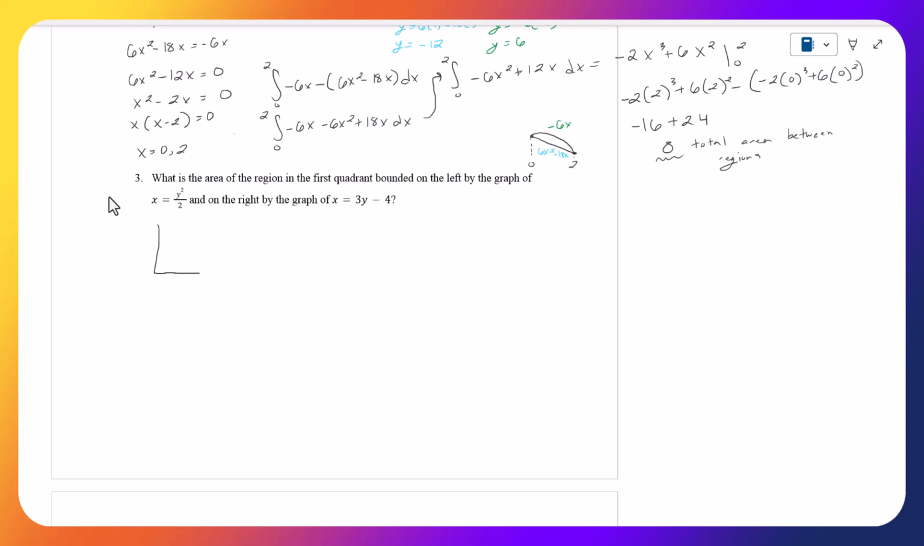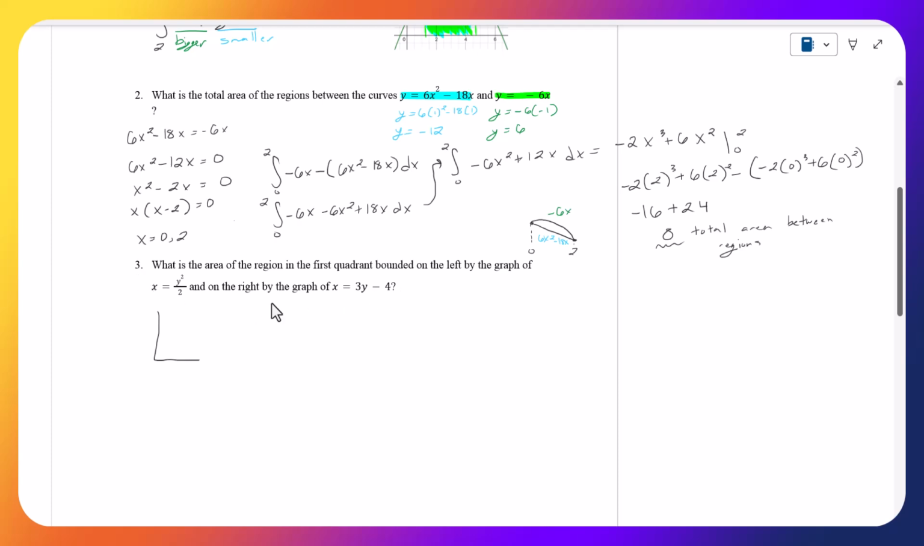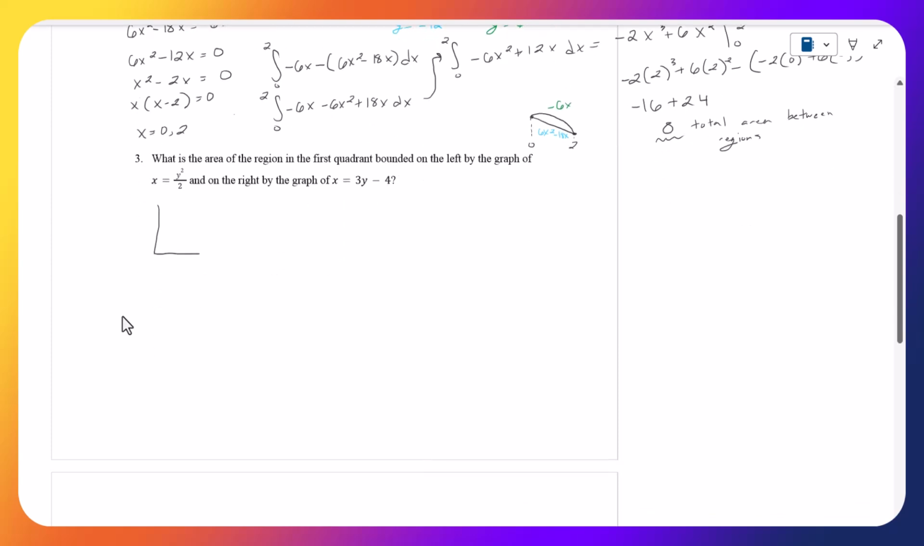But our starting point, we're going to do the same thing. I'm going to set them equal to each other, and I'm going to see where they meet, where they intersect. So we have y squared over 2 equals 3y minus 4. Go ahead and try and work through it. When I come back, I'm going to have it all worked out, and I'll talk us through it, but you won't have to wait for me.